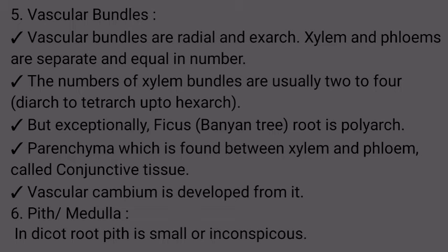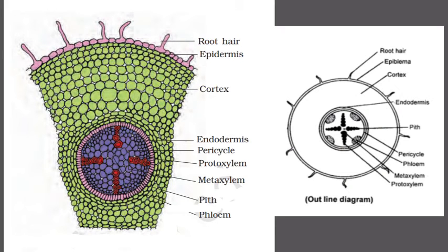In dicotyledonous root, pith or medulla is small or inconspicuous. Let's see the diagrammatic representation of transverse section of dicotyledonous root. See, the outermost layer is epidermis, which appears in pink color. There is no cuticle, no stomata, but epidermal cells produce thin, delicate, thread-like structures, which are unicellular, called root hair.